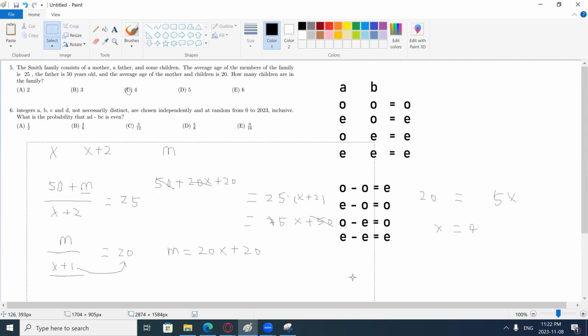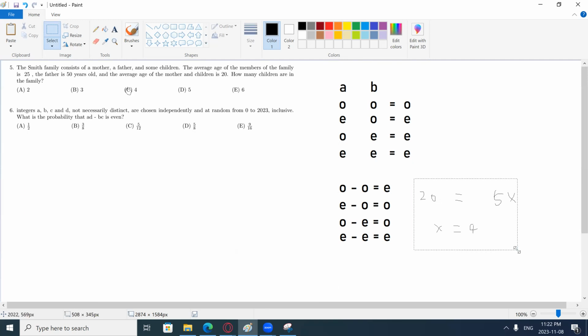Okay, so let's move on to question 6. Question 6 is asking: integers A, B, C, and D, not necessarily distinct, are chosen independently from 0 to 2023. What's the probability that AD minus BC is even? Since we're talking about odd or even here, we don't care what A, B, C, and D exactly are. We just care about whether they're odd or even.